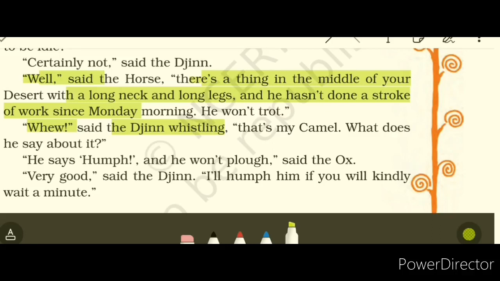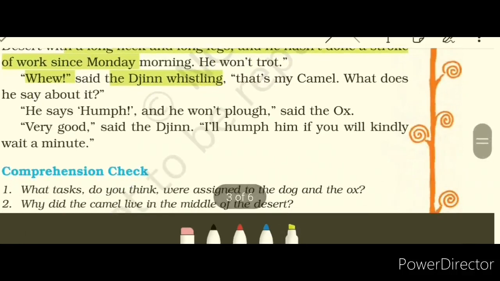So, see the jinn whistling? That's my camel. What does he say about it? So, the jinn says, why is he not working? What does he have to say about his idleness, about him being lazy? So, what would the other animal tell him?